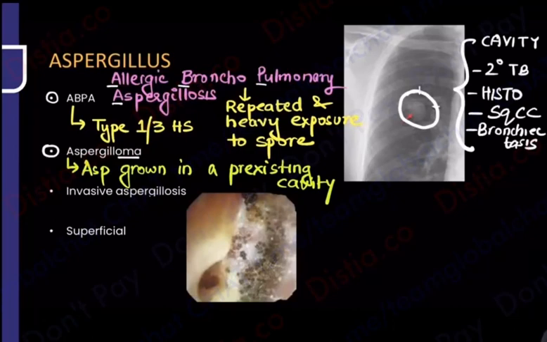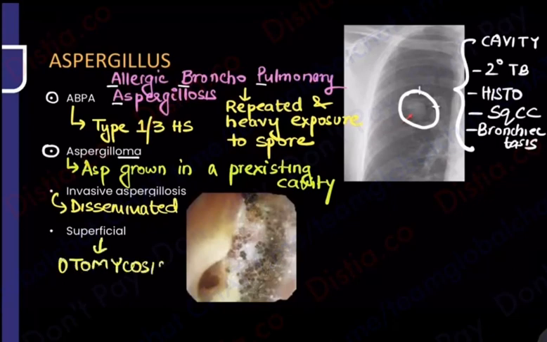Coming to the next, the disseminated one. Because it's going everywhere in the body, you will call it invasive aspergillosis. Easy to learn. The last one is superficial. Superficial includes otomycosis, meaning involvement of the ear. This is one of the Aspergillus fungal growths that you can see when you view the ear canal and see the fungal growth happening. So superficial is going to include otomycosis.